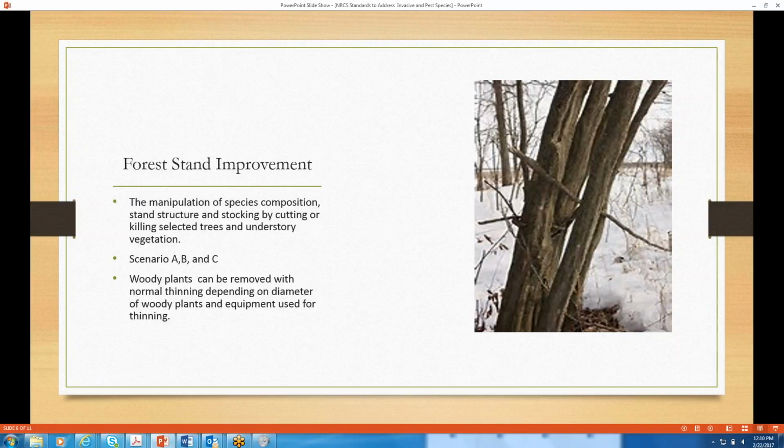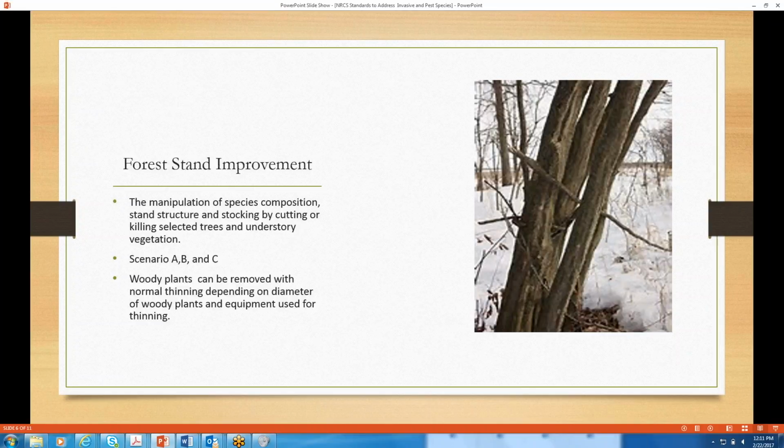Here in the picture, we have a bad picture of ironwood, which is something that can be treated during a thinning. You may run into a case where it's a clear cut and they want to take, you can scratch that. Let me just go on to the next point here. The woody plants can be removed with normal thinning depending on diameter of woody plants and equipment used for thinning. Now it gets kind of tough because in a place where you have thinning for pulp market, a lot of these species cannot be used for pulp. Like, I don't think buckthorn is used in pulp.